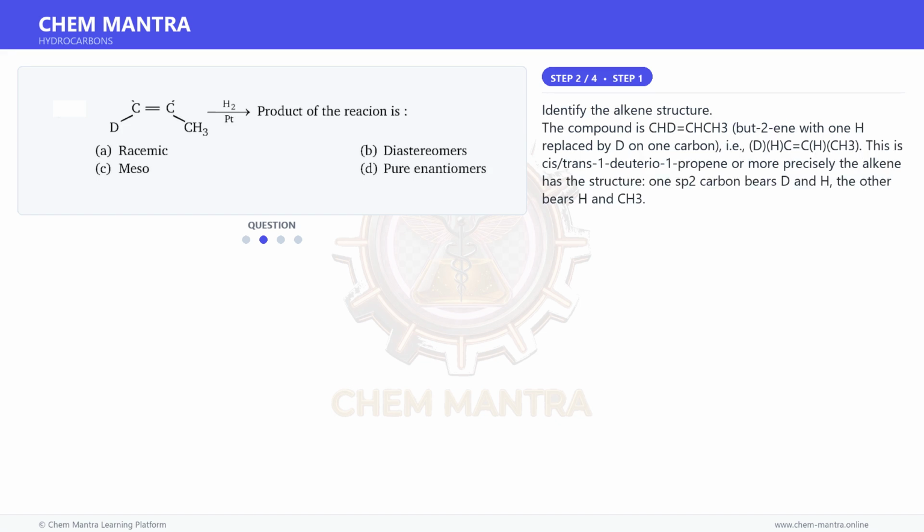Moving on to the next step. Identify the alkene structure. The compound is CHD=CH-CH3, that is propene with 1 H replaced by D on 1 carbon, i.e. DHC=CH-CH3. This is cis/trans 1-deuterio-1-propene, or more precisely the alkene has the structure where 1 sp2 carbon bears D and H, the other bears H and CH3.